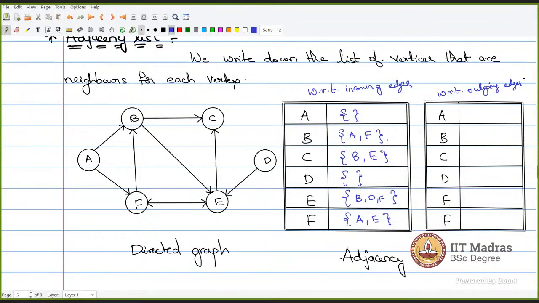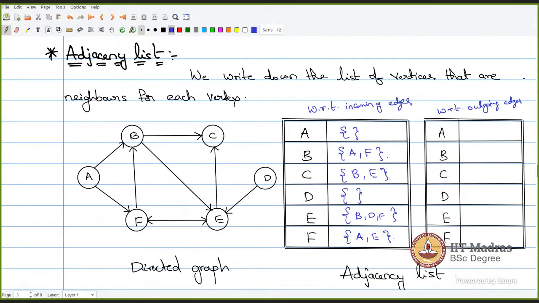Sir, I was asking about the converse. That is, is there any plus point for matrix over list? Oh, is there any plus point for matrix over list? Yes. If there is not, then this adjacency list might not have come into the picture. That is what I hope. Both of them we are actually studying.